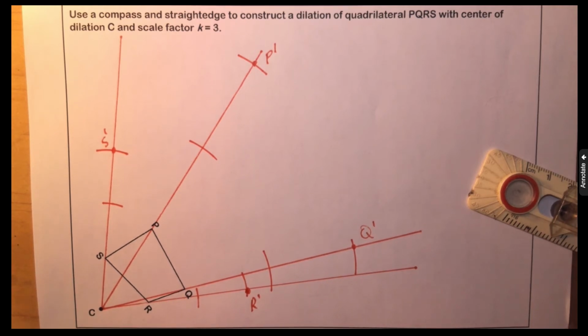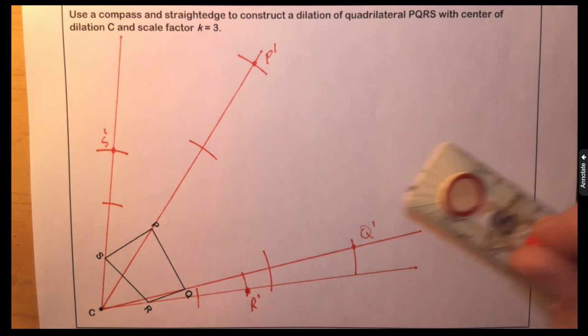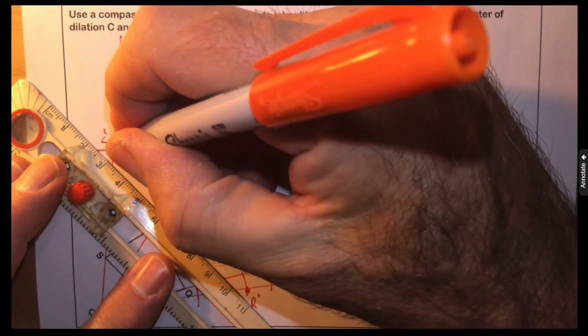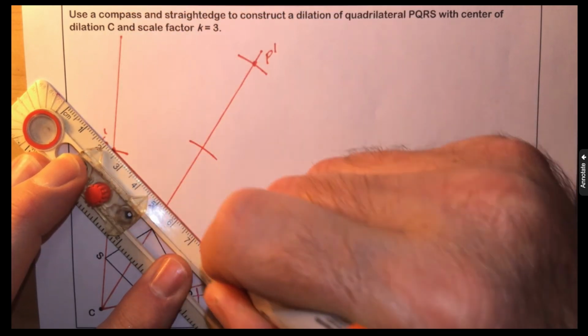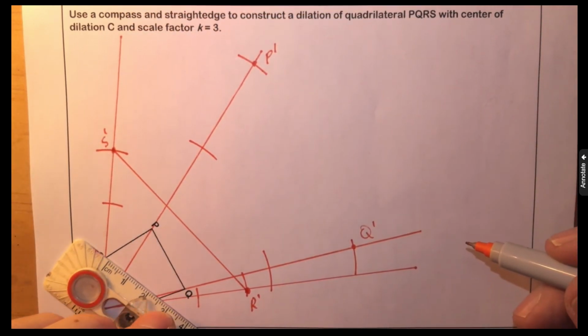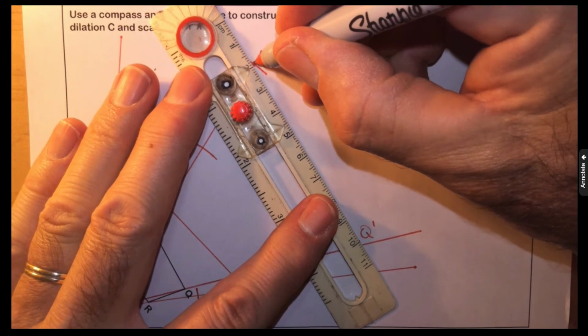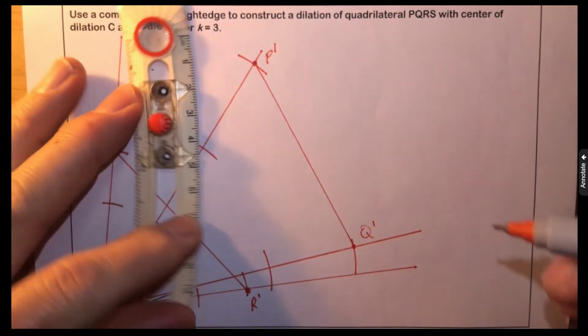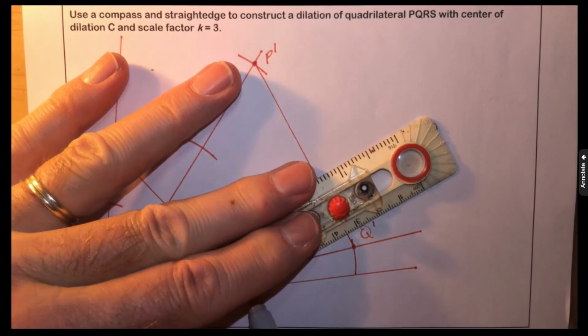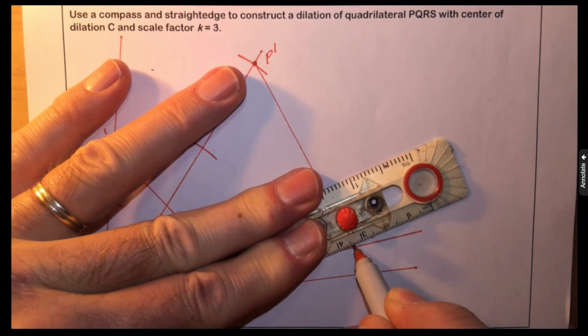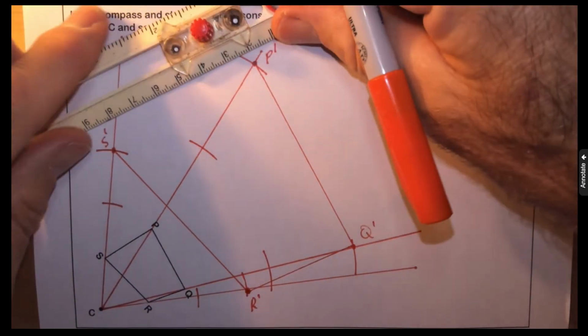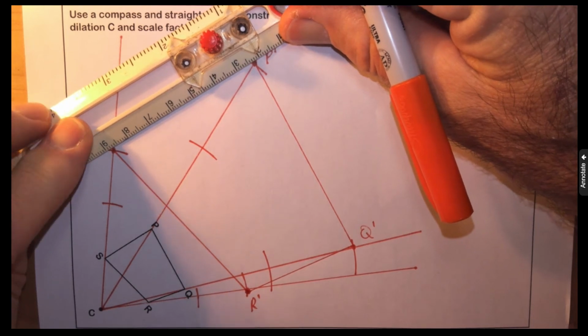So now this is going to be an enlargement. So here is segment S prime R prime. Here is segment P prime Q prime. Here's segment R prime Q prime. And here is segment S prime P prime.